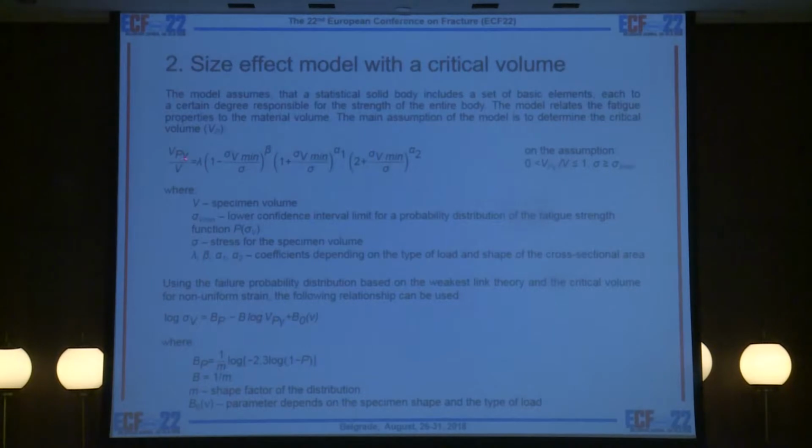We have the value of the specimen, the critical value is Vp lambda, and we have an equation to calculate this value. Using the failure probability distribution based on the weakest link theory and the Weibull value for non-uniform strain, the following relation can be used. So this equation can be reduced to such a form, where Bp is 1 divided by m log minus 2.3 log 1 minus p. P is the probability of failure. M is the shape factor of distribution. And we assume a variable two-parameter distribution.